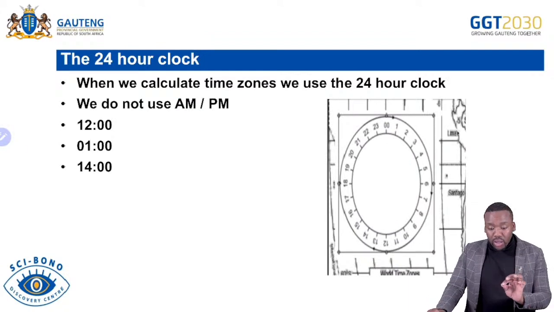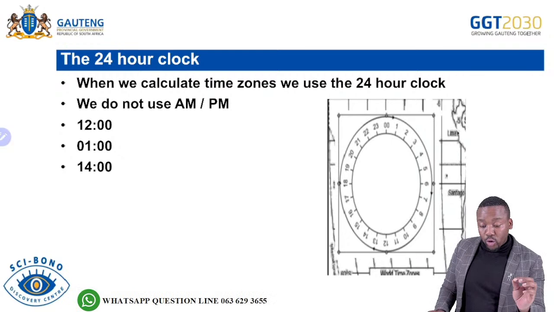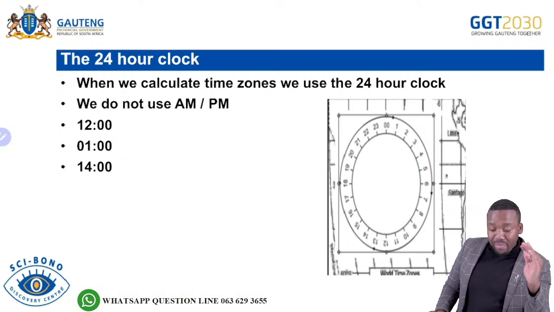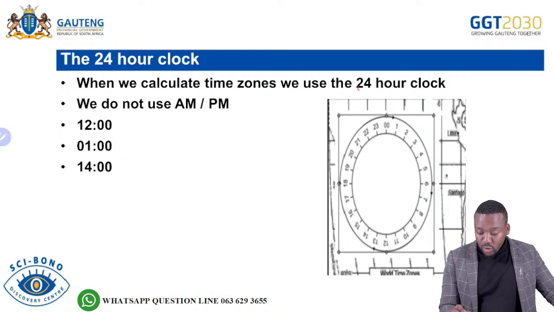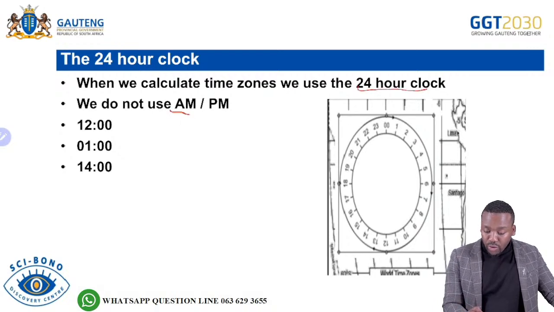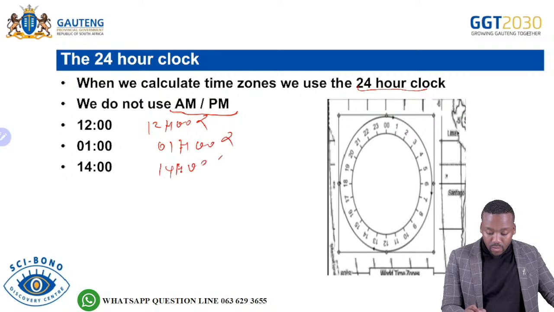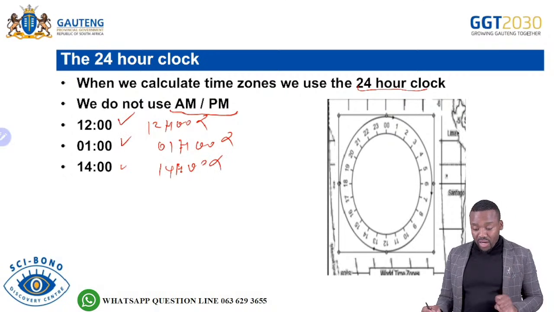Then when it comes to the 24-hour clock, you need to remember that in tourism, especially when you check your boarding passes and so on, we use the 24-hour clock, to not confuse morning and evening. When we calculate time zones, we use the 24-hour clock. We do not use AM or PM, and this is how we calculate our time, not this one. You're getting it? So avoid this one. These are the correct ones when it comes to time zone calculations.